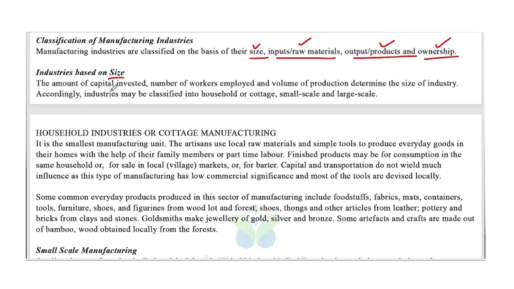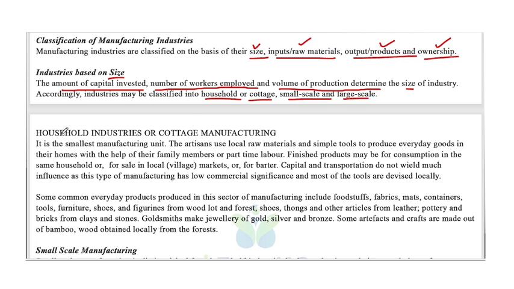The amount of capital invested, number of workers employed, and volume of production determine the size of an industry. Okay, so what are the things which determine the size of an industry? The amount of capital invested, number of workers employed, and the volume of production. Accordingly, industries may be classified into household or cottage, small scale and large scale.